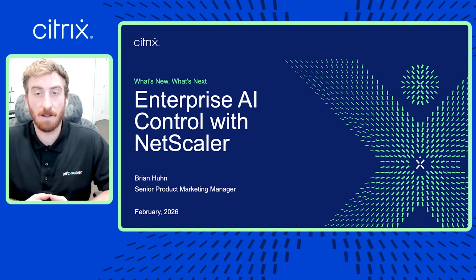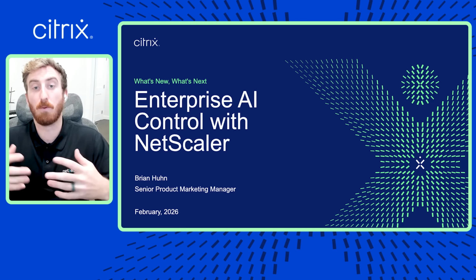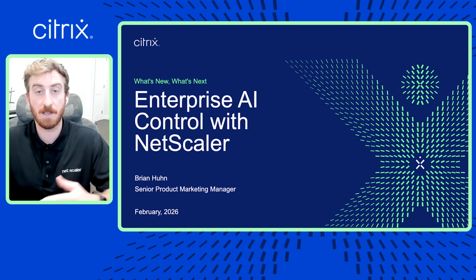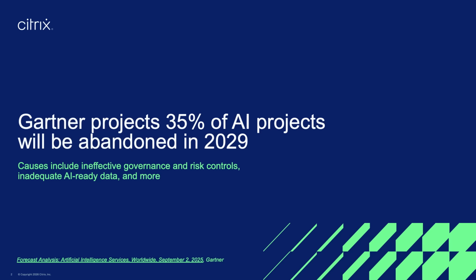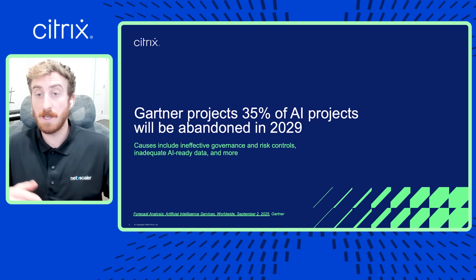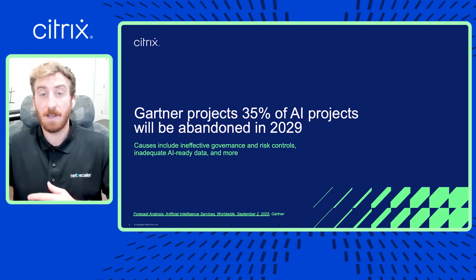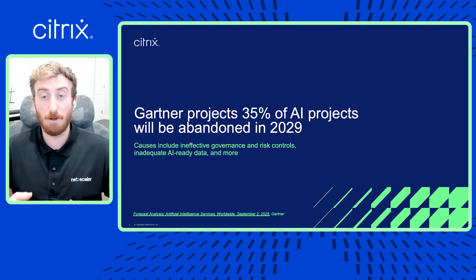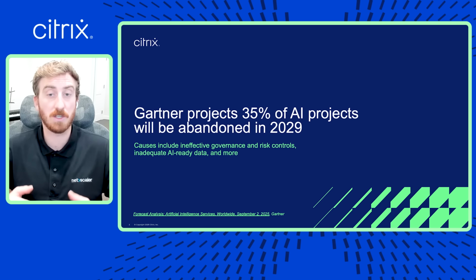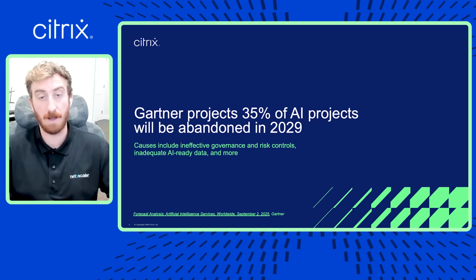Before we jump into NetScaler, it's worth stepping back and looking at the broader challenge the industry is facing with AI adoption. Gartner projects that 35% of AI projects will be abandoned by 2029. Now, that number is actually down from roughly 60% of projects being abandoned in 2024, which shows the industry is learning, but it also makes clear that a meaningful percentage of AI initiatives are still failing to deliver long-term value.